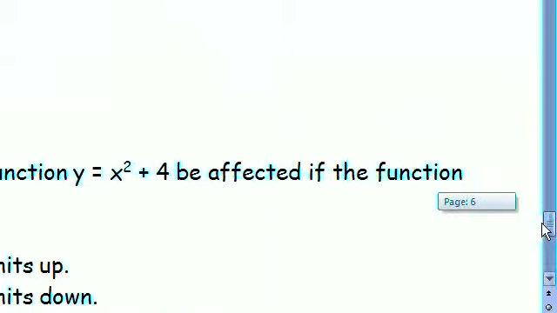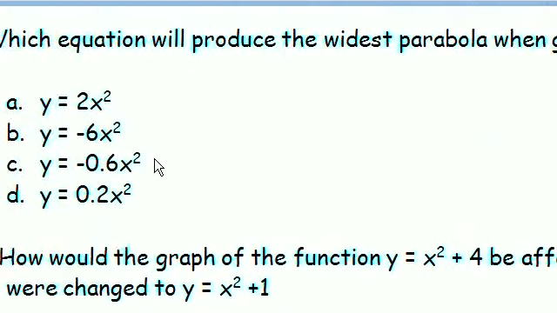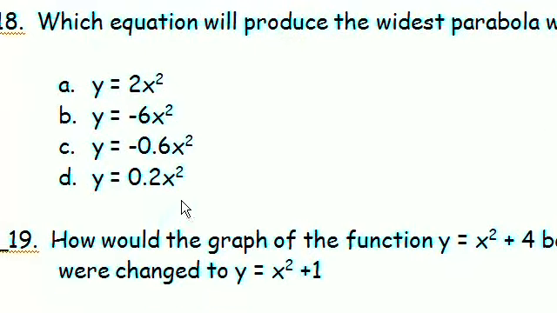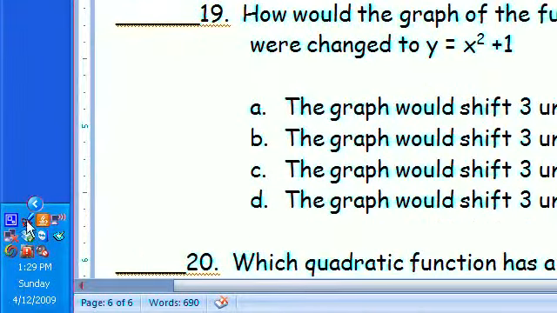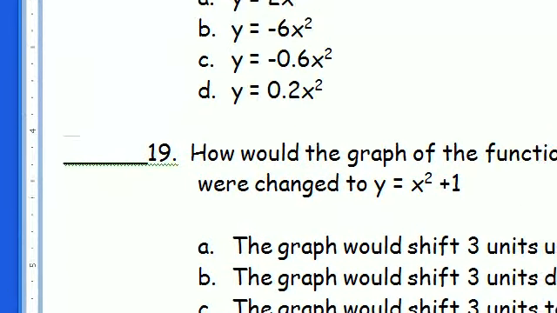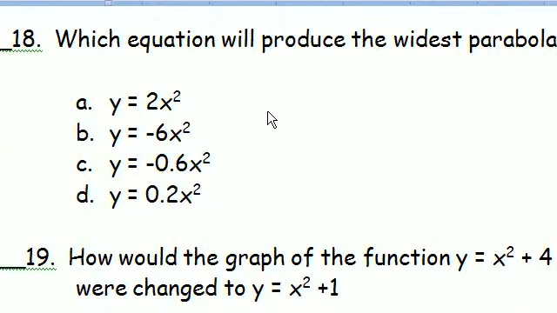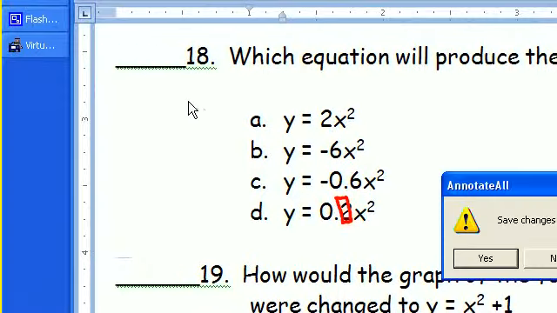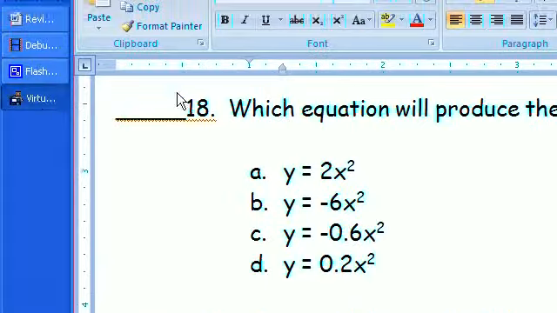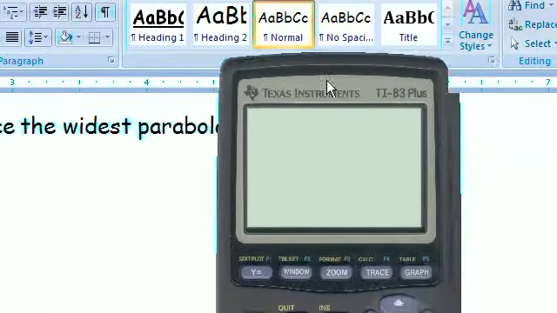We're almost done. This is a short review. Number 18, which equation will produce the widest parabola when graphed? The widest one, remember, has the fraction, so 0.2 will, because 0.2 is smaller than 0.6, which is smaller than 2, and 2 is smaller than 6. If you don't believe me, you can just ask your calculator.